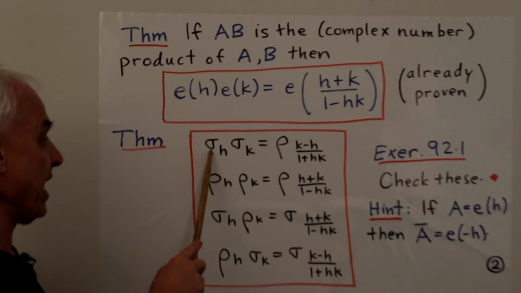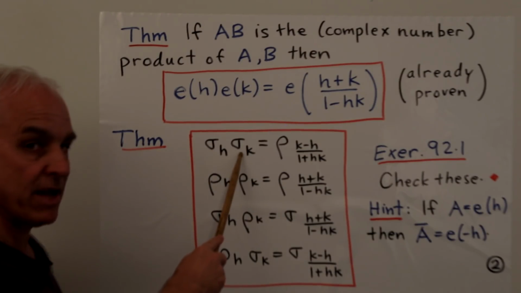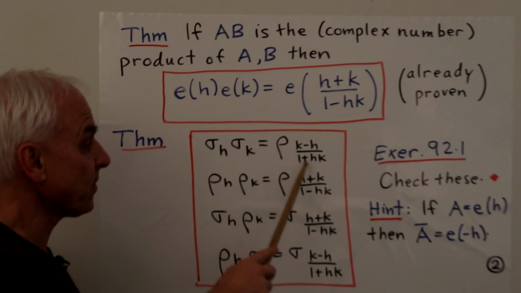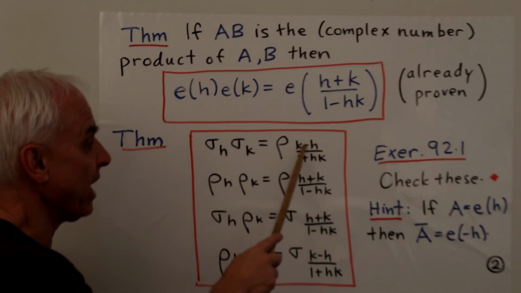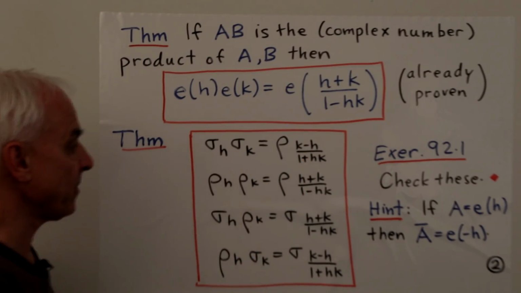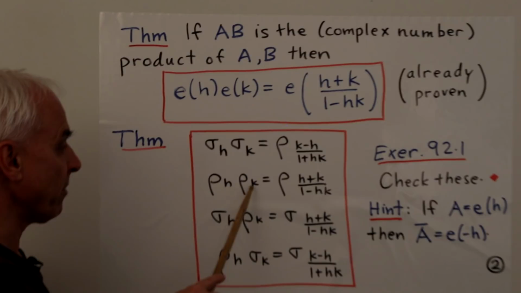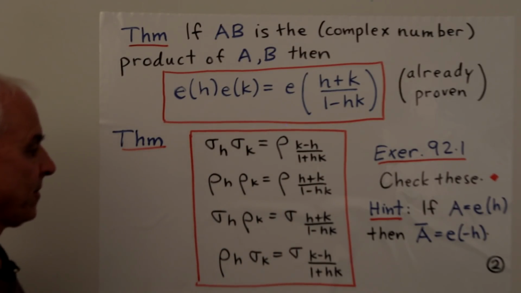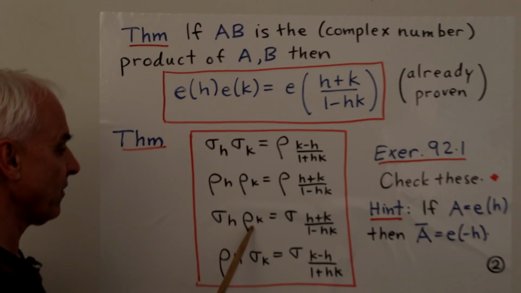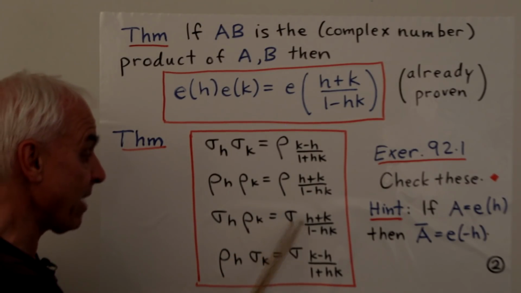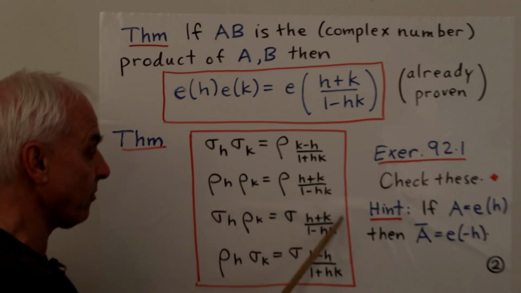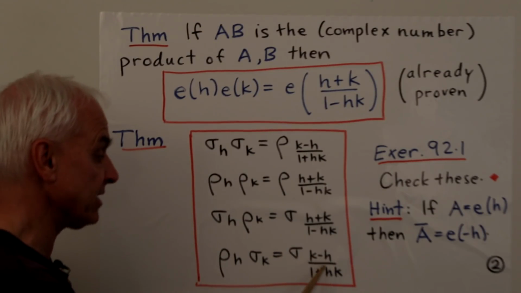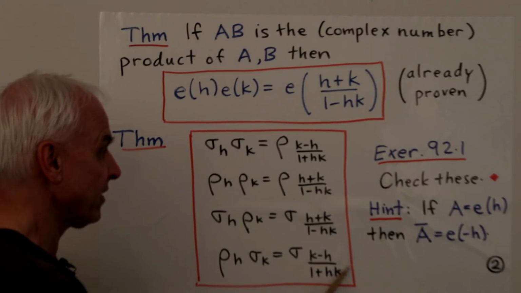The reflection sigma h followed by the reflection sigma k, so these are the half slopes of these reflections, will be the rotation given by this half slope, k minus h over 1 plus hk. Rho h followed by rho k is rho of h plus k over 1 minus hk. Sigma h followed by rho sub k is sigma h plus k over 1 minus hk, the same one here. And rho sub h sigma sub k is sigma k minus h over 1 plus hk, the same thing that figures here.